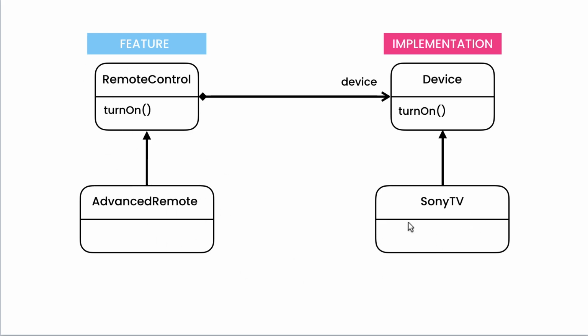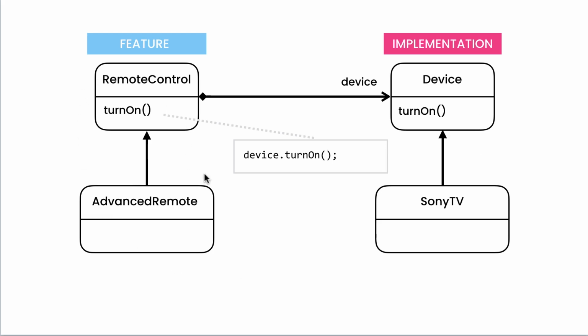We don't care what concrete device implementation we're talking to, because we're simply talking to this abstraction, which can be an abstract class or an interface. So in the turn on method, our code is going to look like this. We're going to call the turn on method of this device, which is an interface or an abstract class. So with this new structure, if tomorrow we want to support a new TV brand, we simply add a new class here, like LG TV, that implements the device interface.